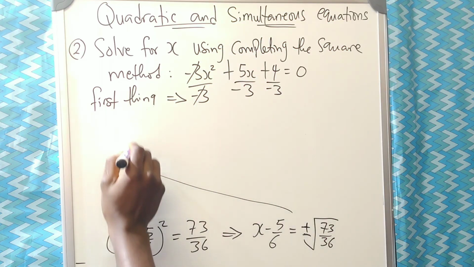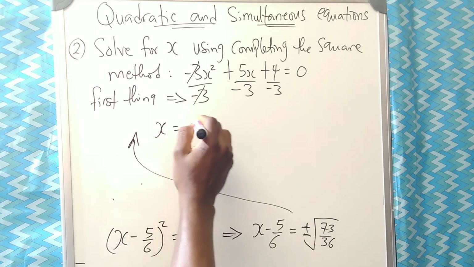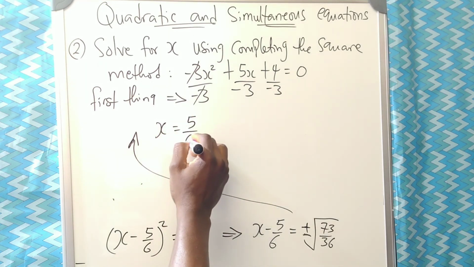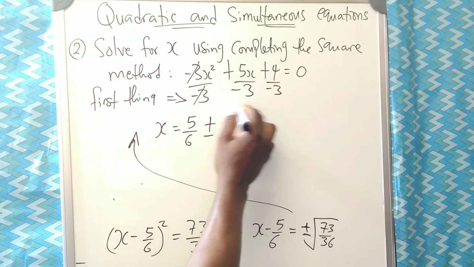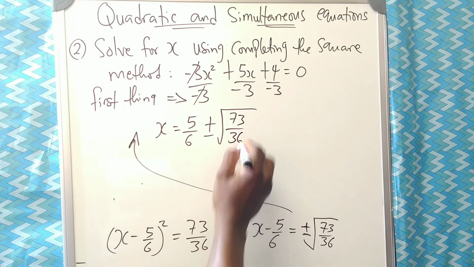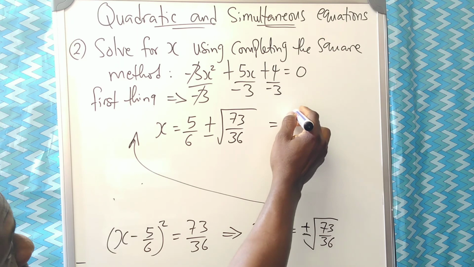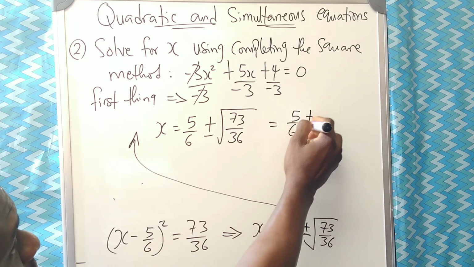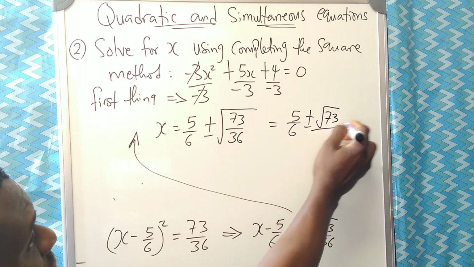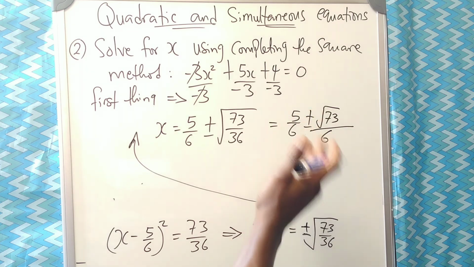All the way to this point, we have x becomes, we transfer 5 over 6 to the other side, becomes 5 over 6 plus or minus the square root of 73 over 36. Another way we can do this is 5 over 6 plus or minus the square root of 73 over 6, because the square root of 36 is 6, so over 6.